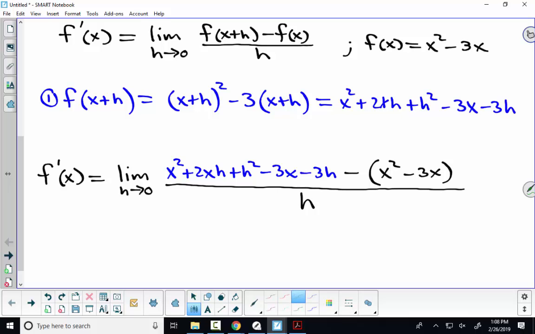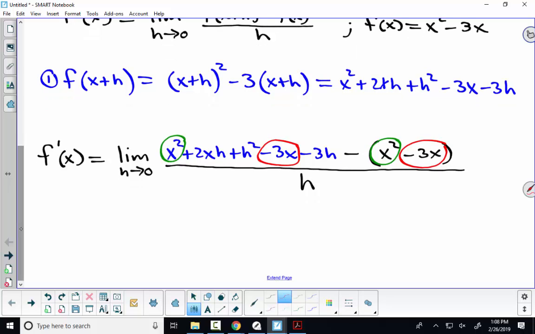And so that means the x squared term cancels with this negative x squared, and the negative 3x cancels with this positive 3x. And notice what we have left over: 2xh, h squared, and minus 3h. All three terms that are left over have an h in common, so we'll factor that h out of the numerator.